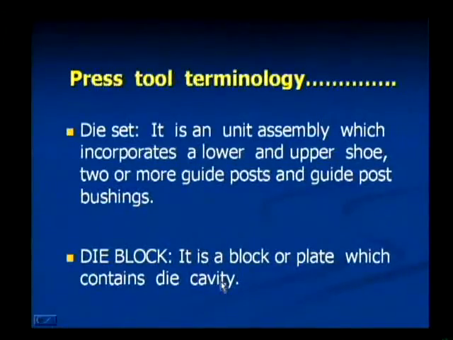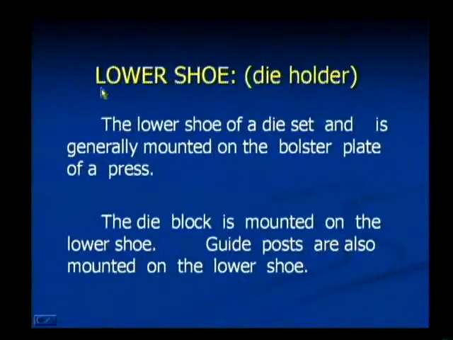So, this die cavity is just similar to that of the component to be produced, and I can say it is a female component. This is now the lower shoe. The lower shoe is also the die holder. The lower shoe of a die set is generally mounted on the bolster plate of a press.